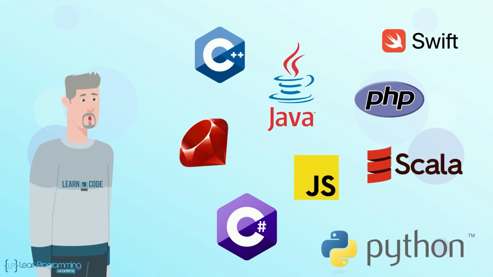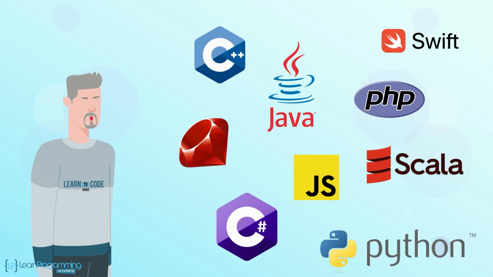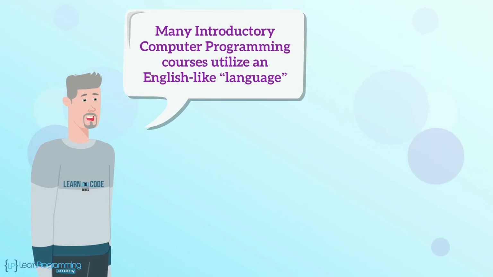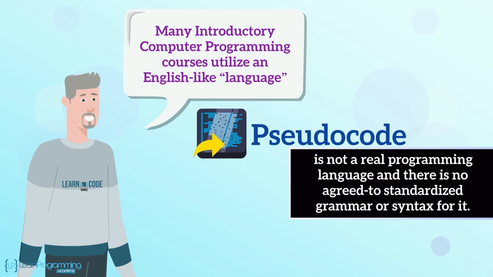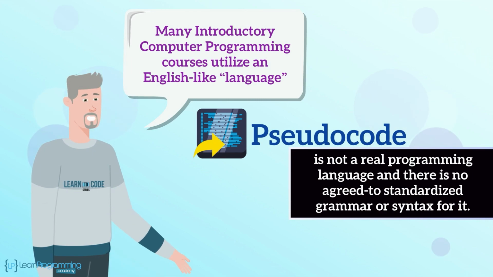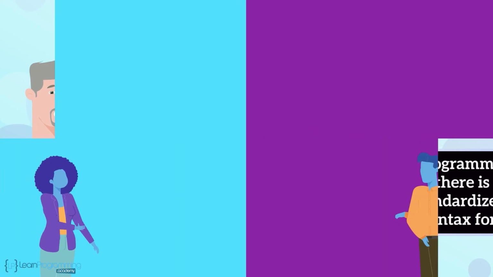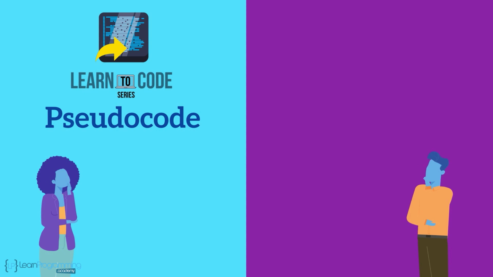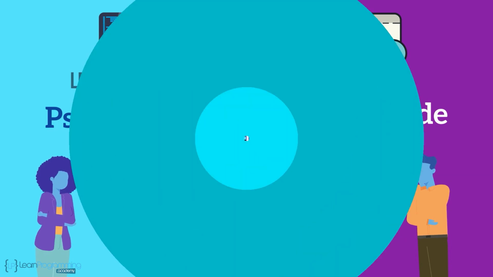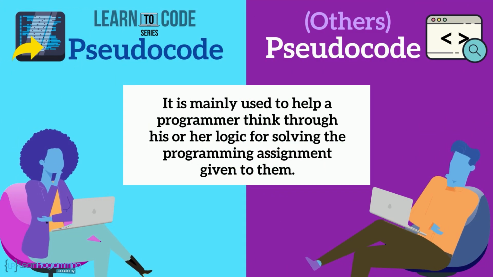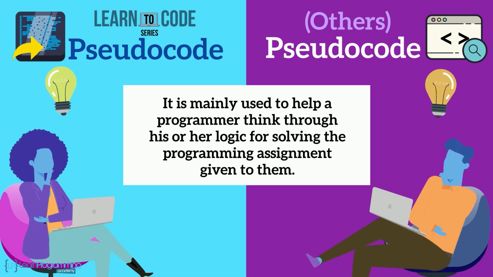There are lots of programming languages to choose from, and so many introductory computer programming courses utilize an English-like language known as pseudocode. Pseudocode is not a real programming language, and there's no agreed to standardized grammar or syntax for it. So the pseudocode I'll use here may be a bit different from pseudocode examples you may see in other places. Now that's fine, because pseudocode is mainly used to help a programmer think through his or her logic for solving the programming assignment given to them.